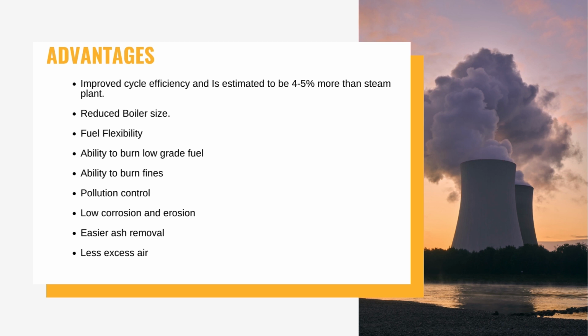Sulfur oxides formation can be greatly minimized by addition of limestone or dolomite for high sulfur coals. 3% limestone is required for every 1% sulfur in the coal feed. Low combustion temperature eliminates nitrous oxides formation.